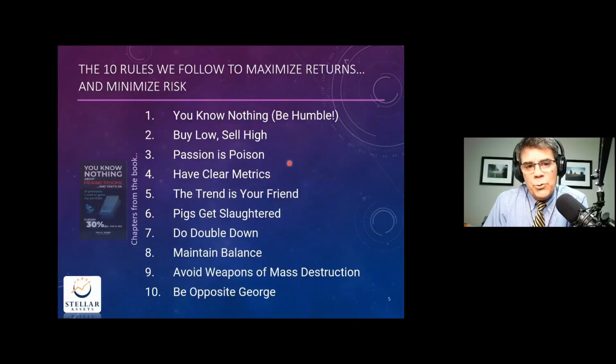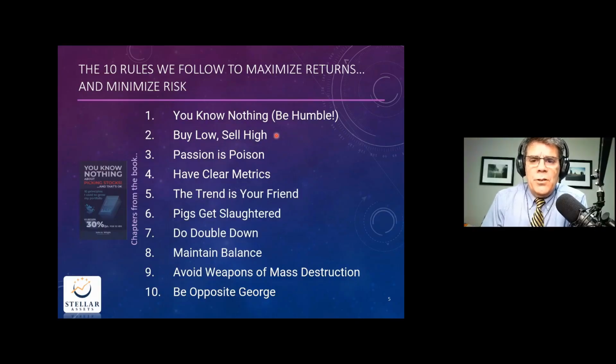I came up with these 10 rules, starting with humility at the top of the list, right? Recognizing your own ignorance, because we're all ignorant. Some of these rules are pretty straightforward, and you've heard them before. Buy low, sell high. I've got a reviewer on Amazon who tells me that this book is nothing earth-shattering, nothing new, and that person is absolutely correct.